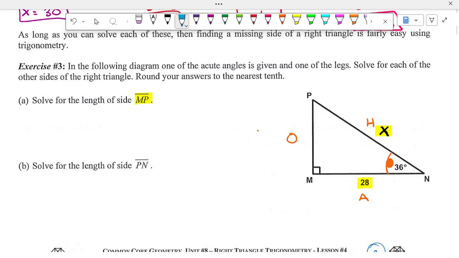Cosine. Good. So I have cosine of what? What's the angle measure? 36. I have cosine of 36 is equal to what? 28 over x. Now, to solve, I'm going to do just like what we did with the ones in exercise 2. I'm going to put cosine of 36 over 1, and we're going to cross multiply.